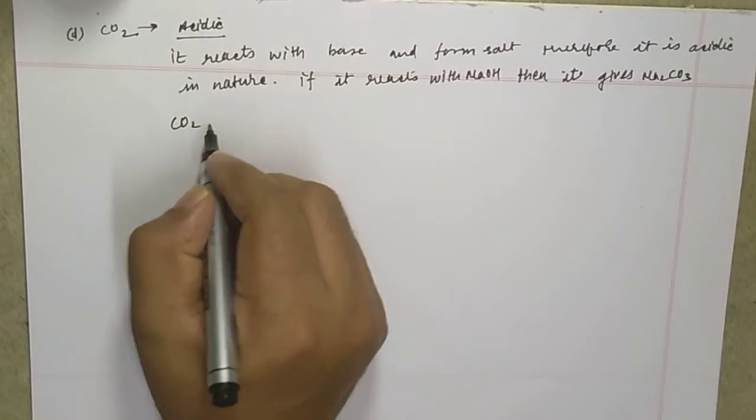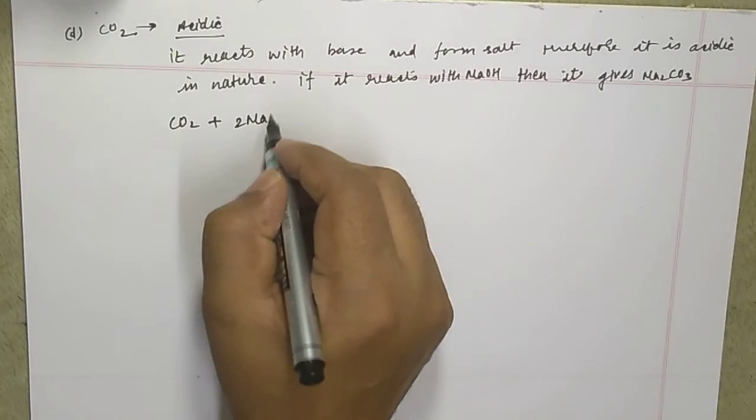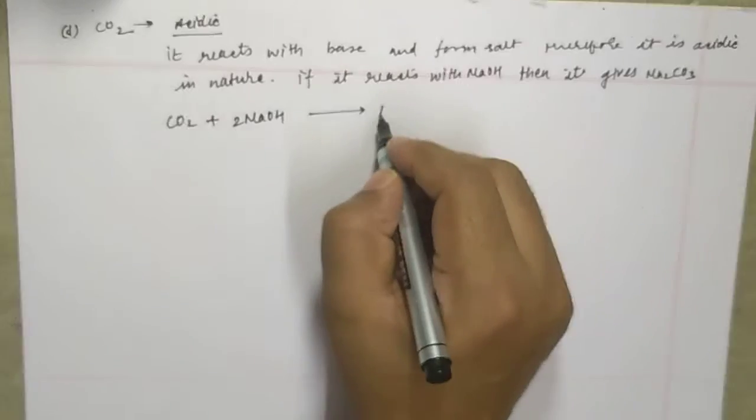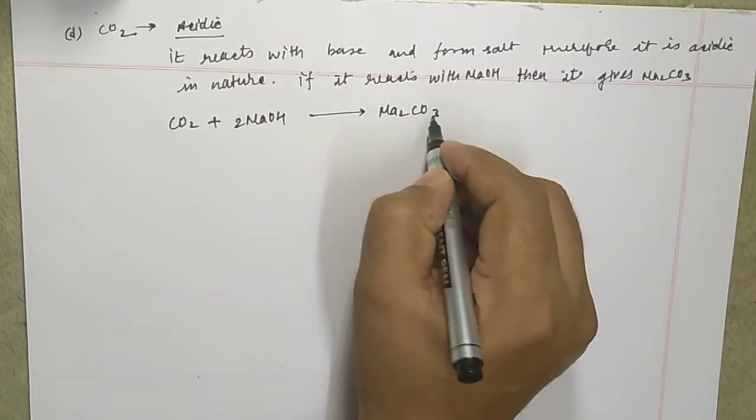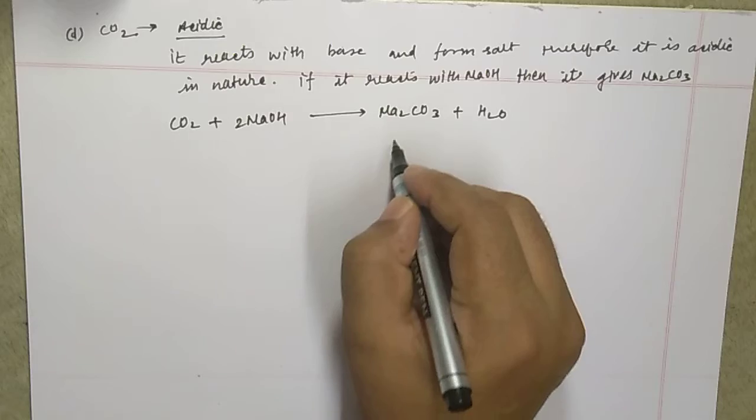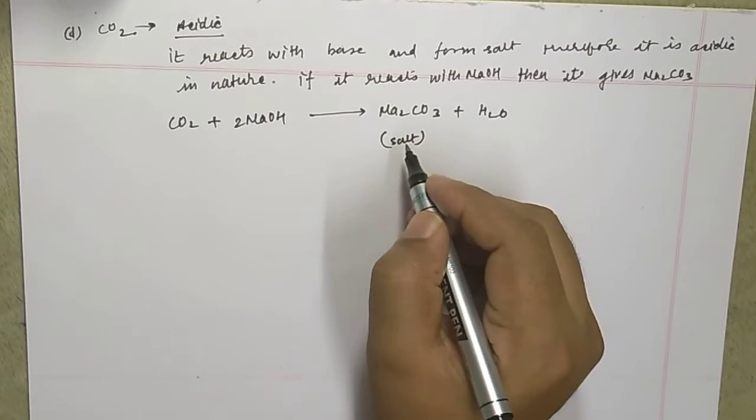Now see the equation, how it gives sodium carbonate. CO2 reacting with 2NaOH gives Na2CO3 plus water. This is nothing but the carbonate salt.